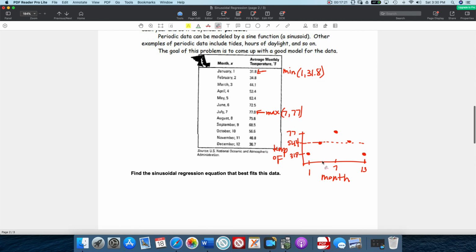All right, now I need this number. Well, what's 1 plus 7? 8. Divide that by 2, I get 4. Okay, I need to average these. When I add those up, I get 20. Divided by 2, I get 10. So there's my one period. Now we need an equation. Okay, so we know the amplitude.